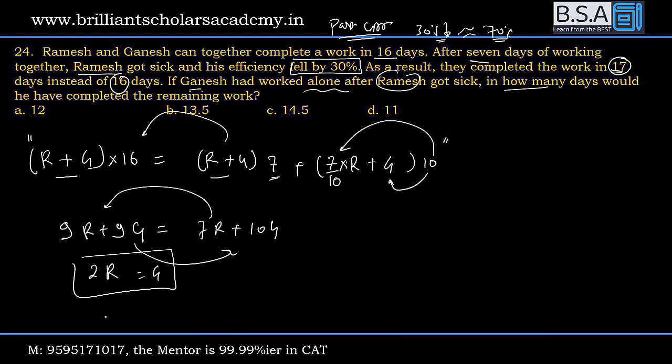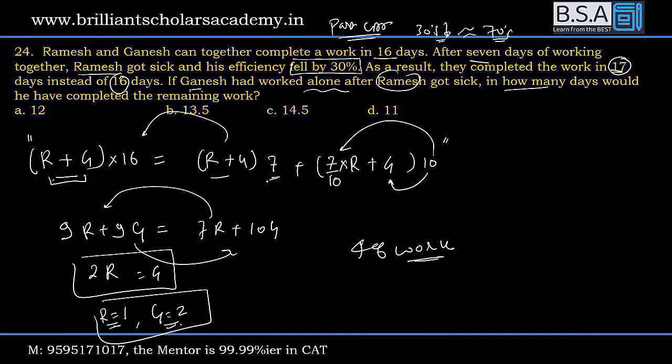So you can assume a simple value. Speed of R is equal to 1, G is equal to 2, and go on with this. Put these numbers here. You can put them on the right side also, but it will be a little difficult to work with. R plus G is 3. 3 into 16, 48 is the work to be done.